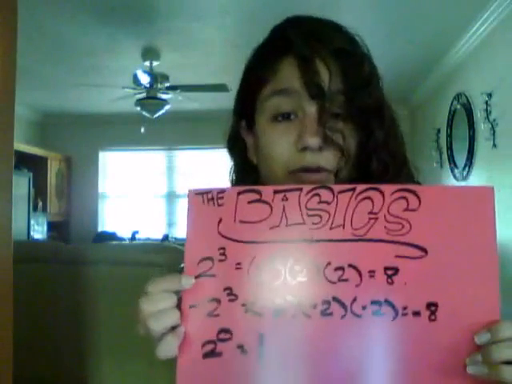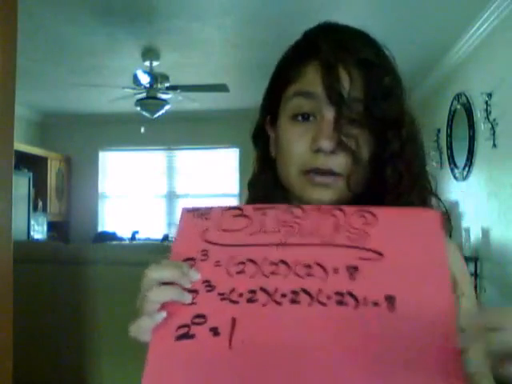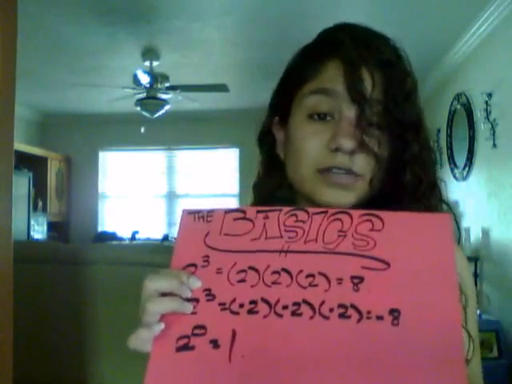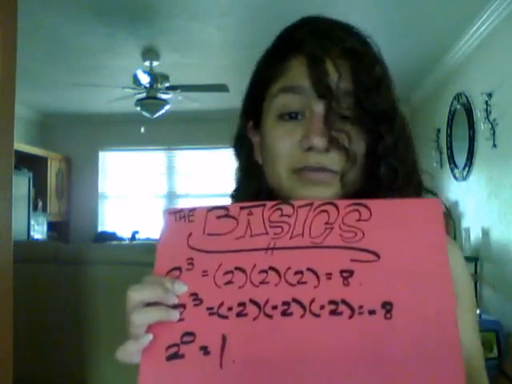Okay, now for the basics. When you have a normal exponent, 2 to the third power, it's simple. You simply times 2 3 times. So it'd be 2 times 2 times 2, which equals 8.